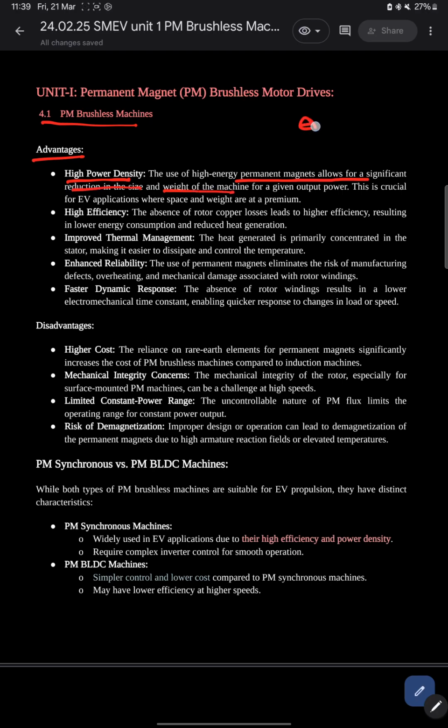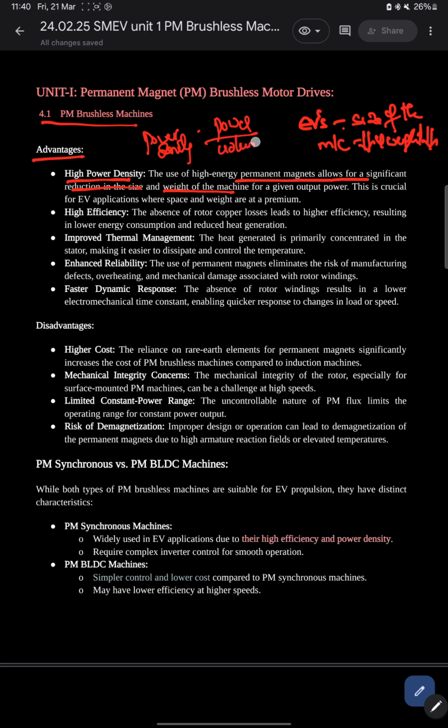This is a major point in EVs, where size is particularly a major constraint. We all know size and weight should be less. So by using permanent magnets, the size and weight of the machine are reduced, and we can generate more power. What is power density? Power density is nothing but power per unit volume. So the power density is more here.